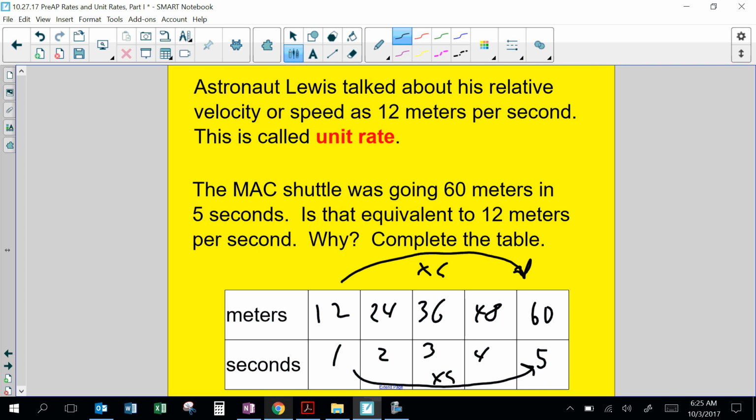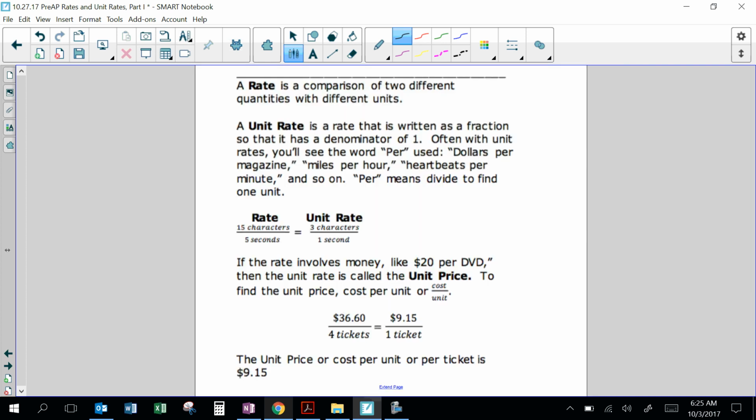Because they are equivalent, they're going at equivalent velocity or speed, they will be able to meet up with each other. Because if one was going faster than the other, they would not be able to, because they would miss the target. So a rate is comparing two different quantities with different units.